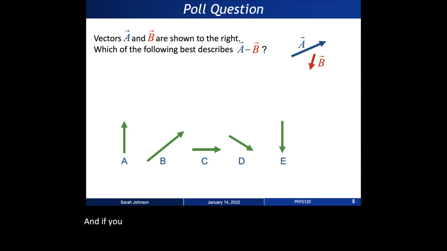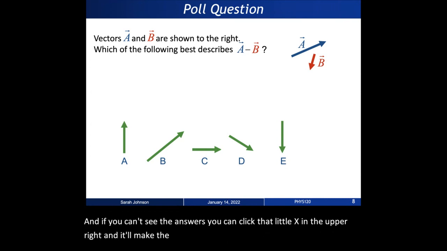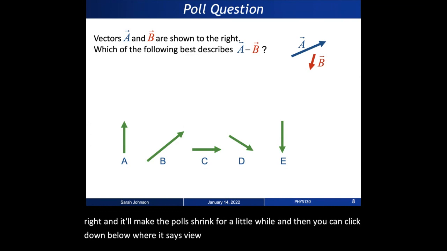And if you can't see the answers, you can click that little X in the upper right, and it'll make the poll shrink for a little while. And then you can click down below where it says View Poll, and it'll come back again.